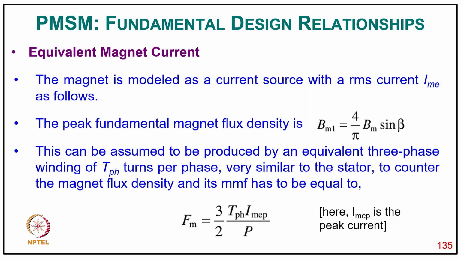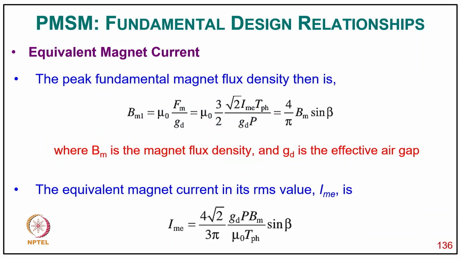So the magnet is modeled as an equivalent current source with RMS current I_me as follows, and the peak fundamental magnet flux density is B_m1 equal to 4 by pi B_m sin beta, and this can be assumed to be produced by an equivalent three-phase winding of T_ph turns per phase, very similar to the stator, to counter the magnet flux density, and its MF is F_m equal to 3 by 2 T_ph I_mep upon p, where I_mep is the peak current, and the peak fundamental magnet flux density is then given by B_m1 equal to mu 0 F_m upon g_d, that is mu 0 3 by 2 root 2 I_me T_ph upon g_d p equal to 4 upon pi B_m sin beta, where B_m is the magnetic flux density, and g_d is the effective air gap.